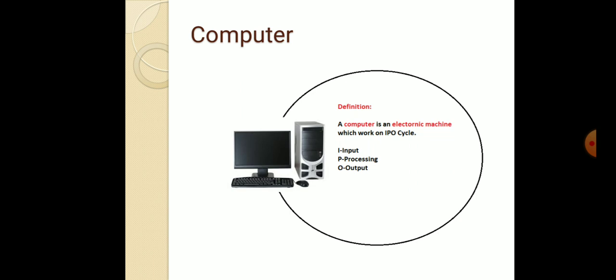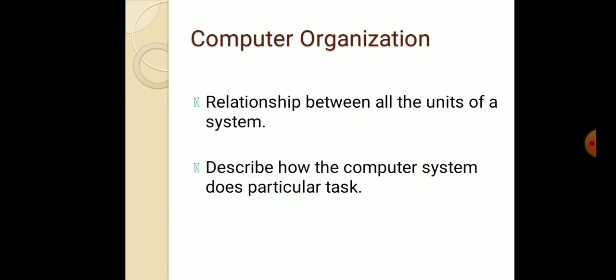Now moving to our next slide where we have computer organization. So what is computer organization? Computer organization is a way where we can identify the relationship between all the units of a system, and how each individual unit performs a particular task. Everything is identified by the computer organization.